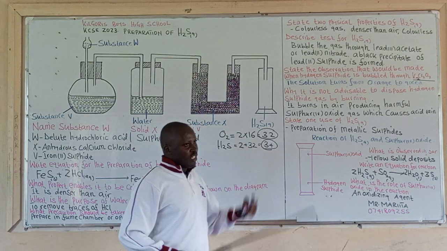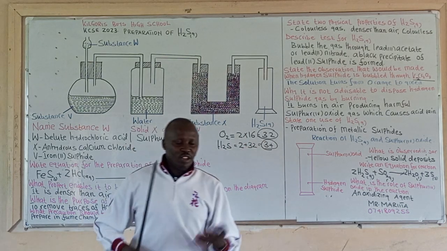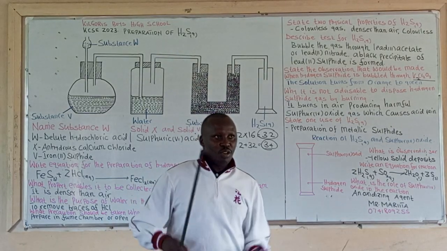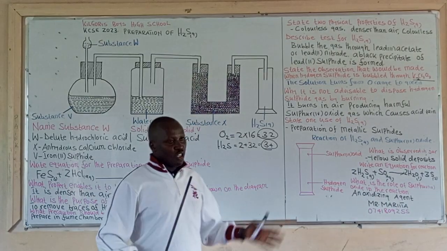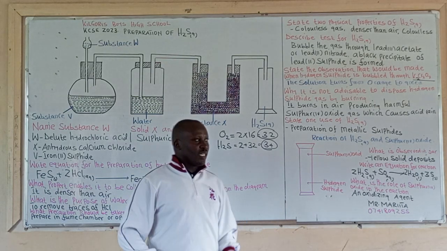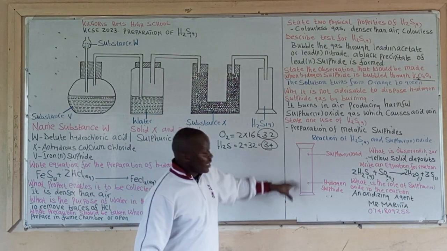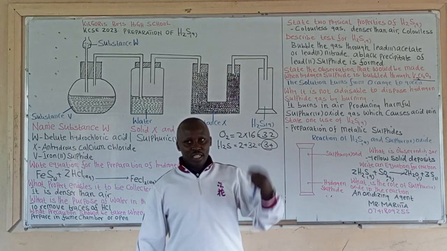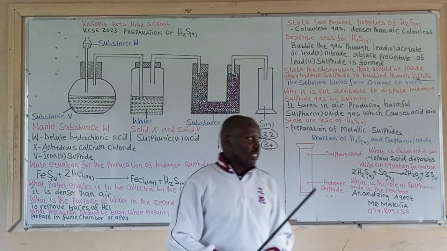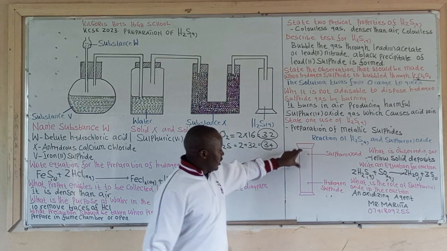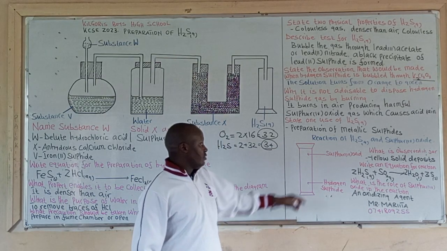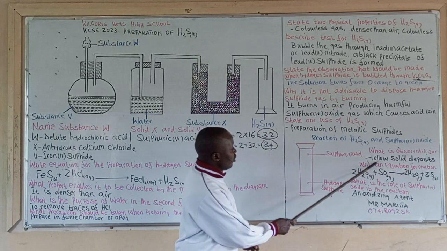State one use of hydrogen sulfide. One use is that hydrogen sulfide is normally used in the preparation of metallic sulfides. Alongside here, I have another diagram which is set up to test the reaction between hydrogen sulfide and sulfur oxide. You are required to state the observation made in this chart. In this chart, what do you observe? You can normally observe a yellow deposit.